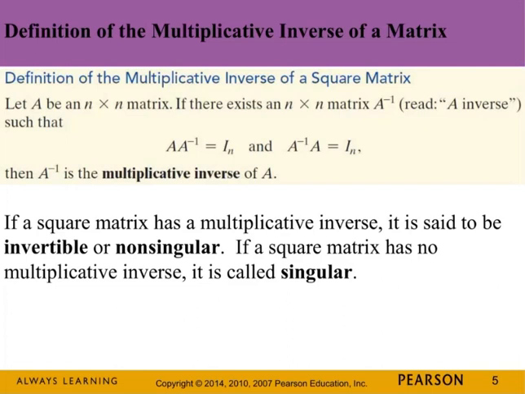Matrix multiplication is not necessarily commutative, right? So the matrix A times the matrix B is not necessarily always equal to, if you switch the order, the matrix B times the matrix A, right? So that's one of those things where you have to check and make sure that things are working when it comes to matrix multiplication. If a square matrix has a multiplicative inverse, it's said to be invertible or non-singular. If a square matrix has no multiplicative inverse, it's called singular.